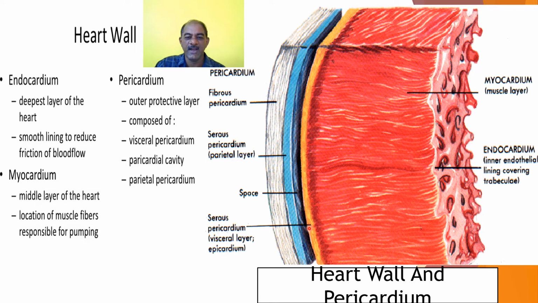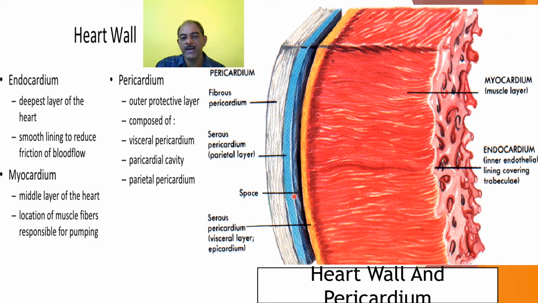In between this parietal layer and this visceral layer, a space is present. That space is called the pericardial space. And this pericardial space is filled by a fluid, and that fluid is called pericardial fluid. So in this way, these layers are surrounding the heart.